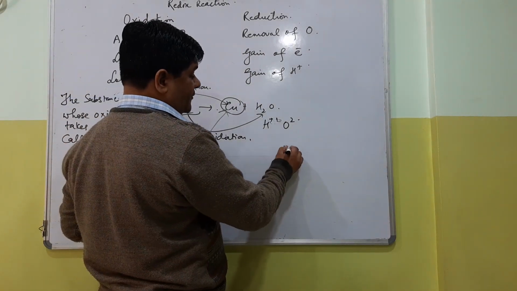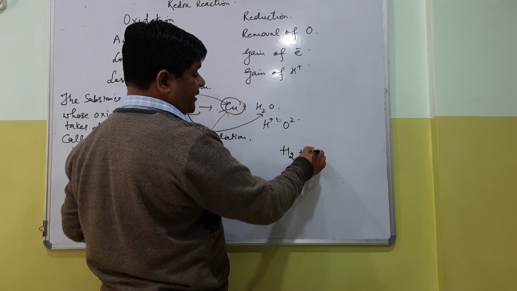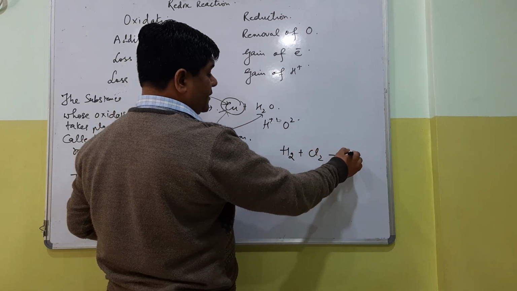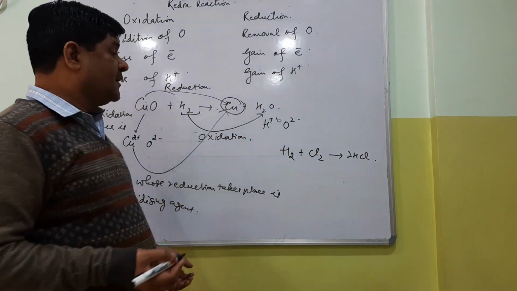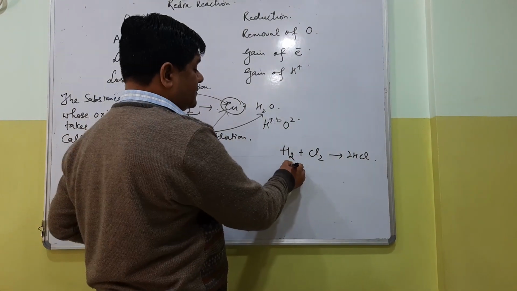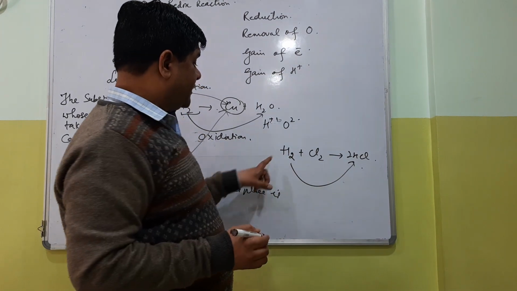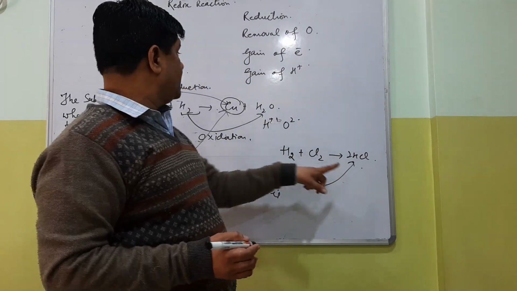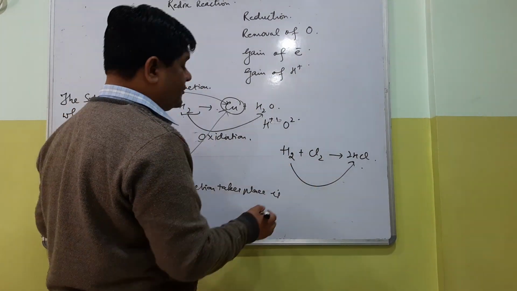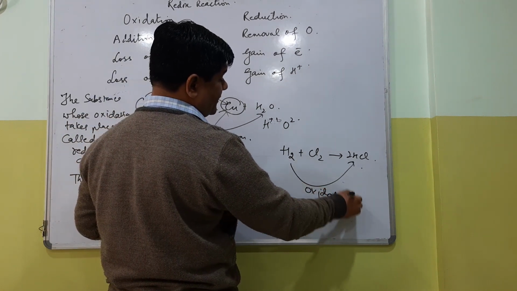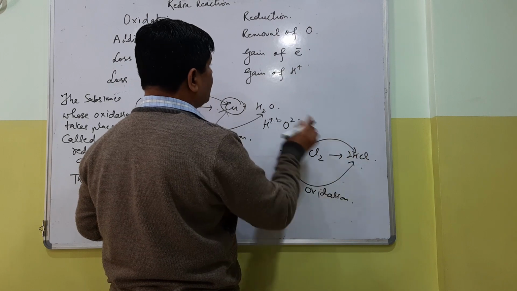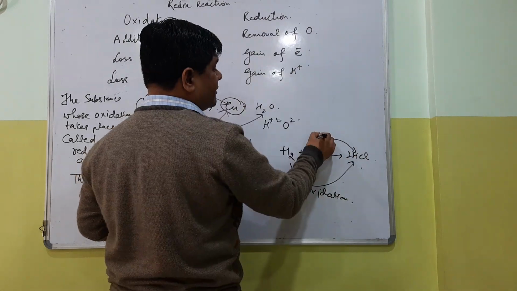For example, I take another example: hydrogen and chlorine. It results in the formation of 2HCl. Here H2 is losing hydrogen. If H2 is losing hydrogen, then it is said to be oxidized, or its oxidation takes place. Chlorine is gaining hydrogen. Gain of hydrogen is reduction.